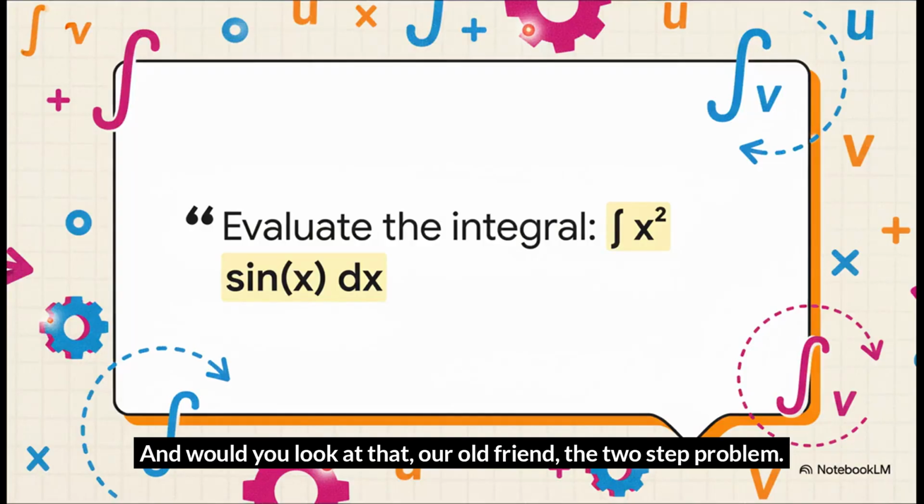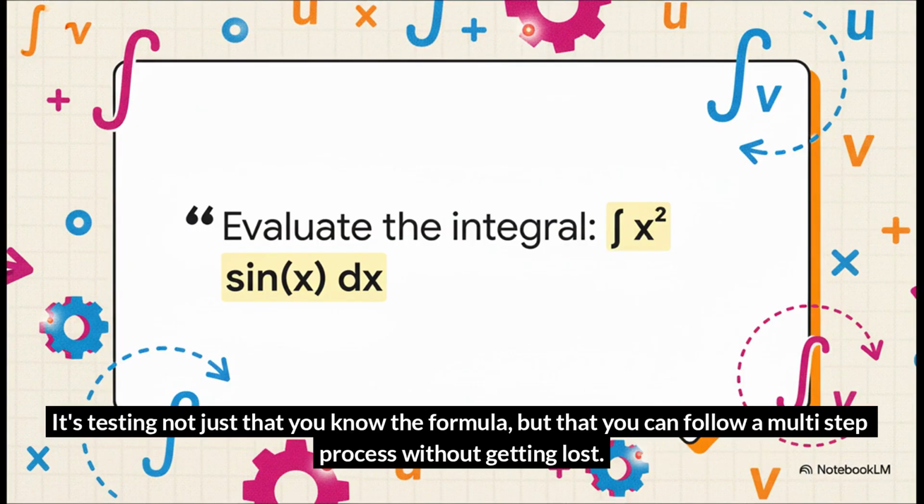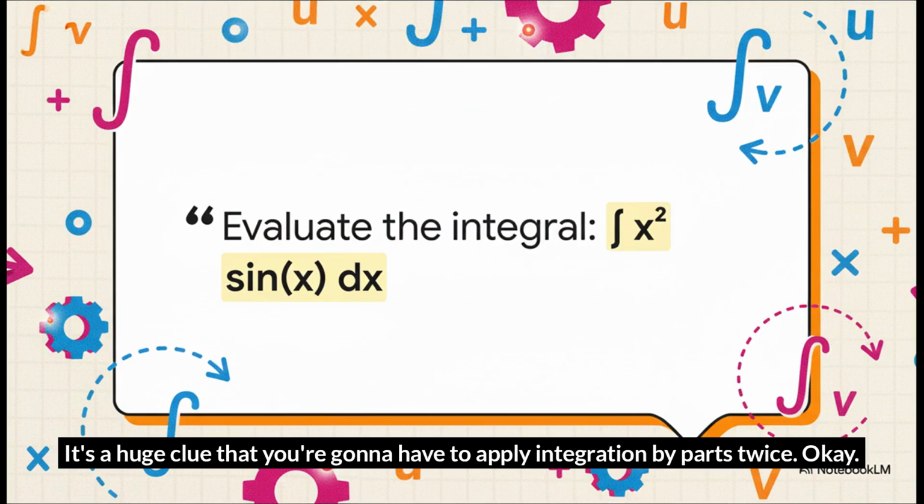And would you look at that, our old friend, the two-step problem. If you see something like this on an exam, it's basically a big flashing sign. It's testing not just that you know the formula, but that you can follow a multi-step process without getting lost. It's a huge clue that you're going to have to apply integration by parts twice.